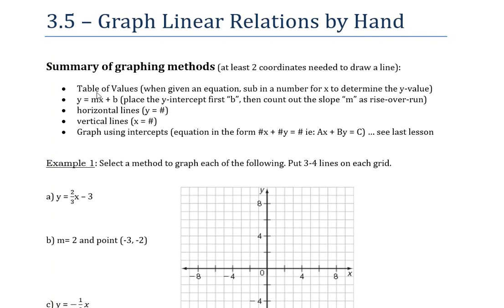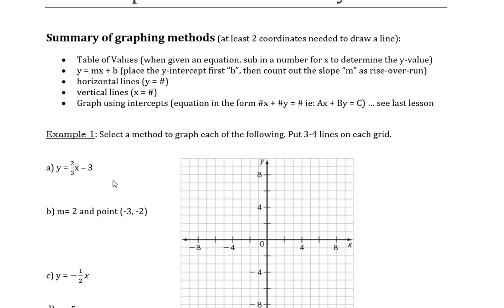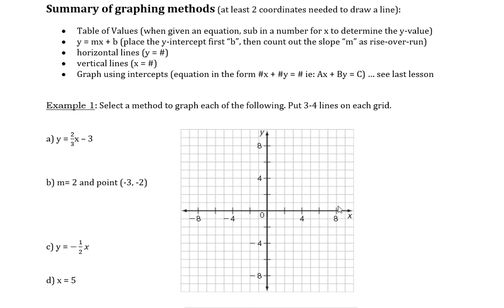So we will refer to these each time we come up with a question, and I suggest you do the same when you're doing your own questions. Come back and look at this list and say, which one does this fit into? So example 1, select a method to graph each of the following. We're going to put 3 to 4 lines on each grid. There's no need to waste paper and get a whole bunch of different graphs going when we only need one set of axes. First one, y equals 2/3 x minus 3.